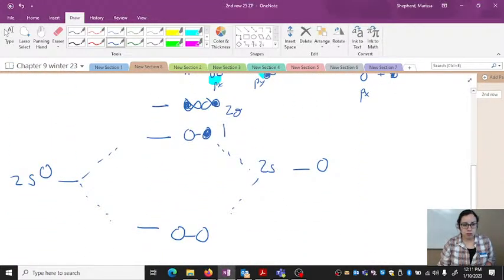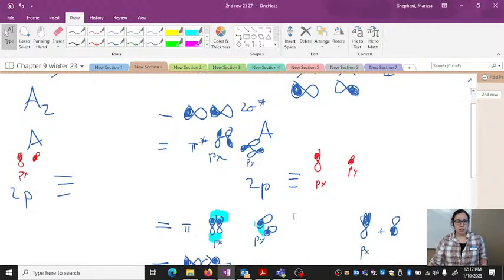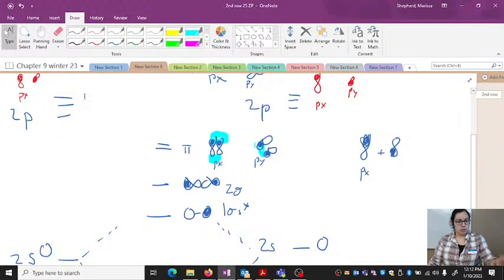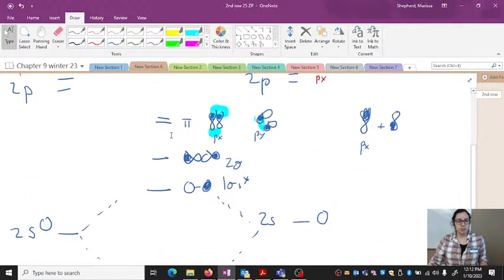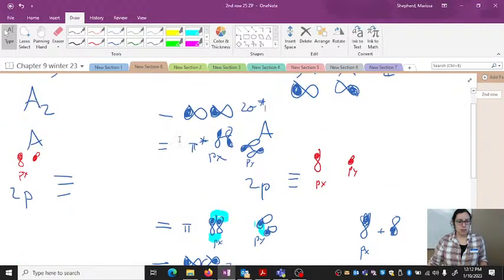And so, right, this was our 1s antibonding, and so now this makes this 2 sigma antibonding. And then double check yourself. So we had 1, 2, 3, 4, 5, 6, 7, 8 atomic orbitals. So that means we have to have 8 in the middle. So 1, 2, 3, 4, 5, 6, 7, 8.